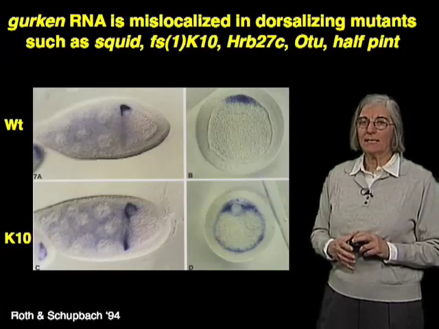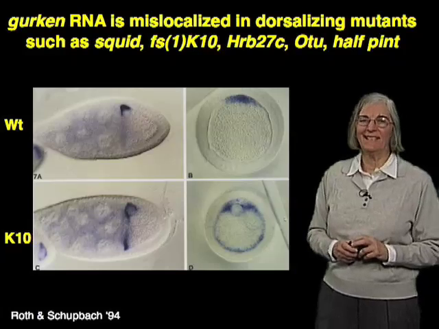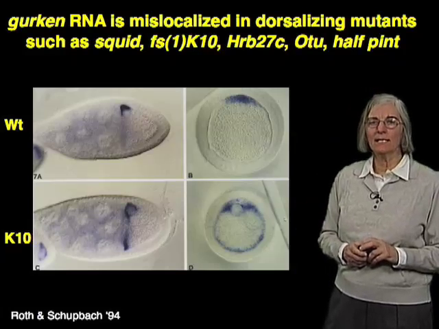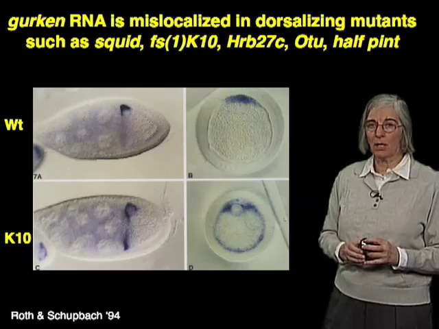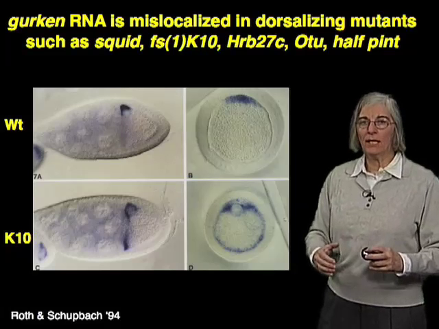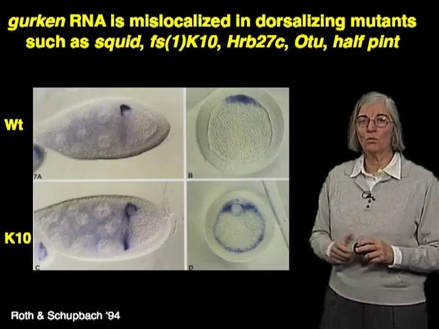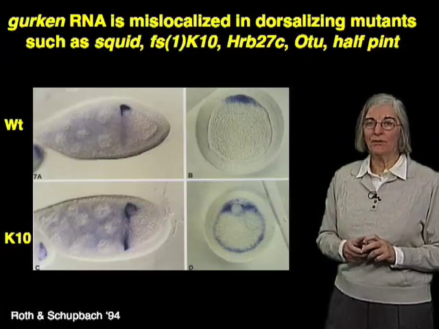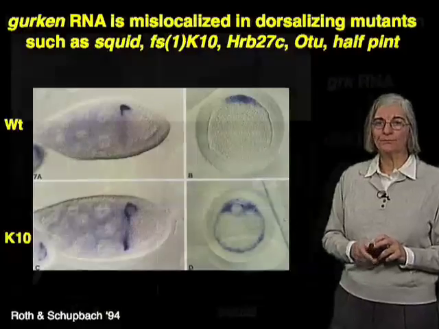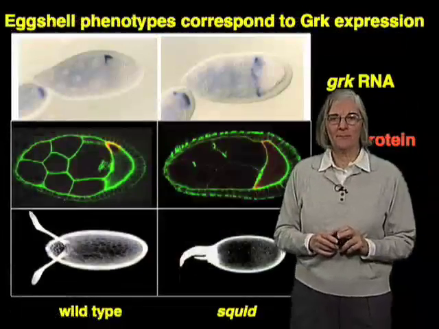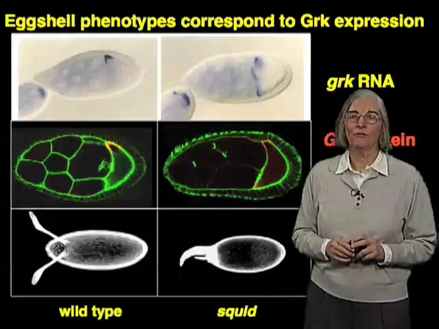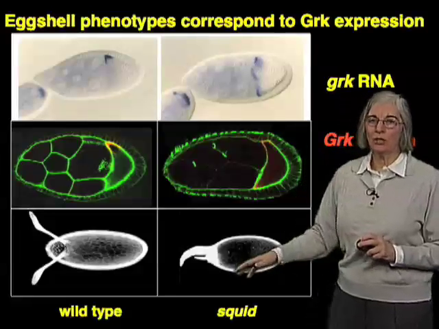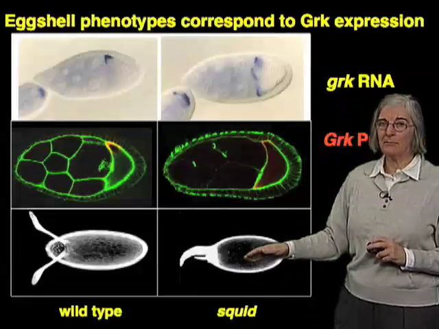Therefore, the genes that are mutated in these various mutant lines must be involved somehow in getting the RNA to be just localized to one side of the egg chamber. And so, of course, we're very interested in what these genes encode. The ultimate result of this mislocalization is a dorsalized egg and embryo.